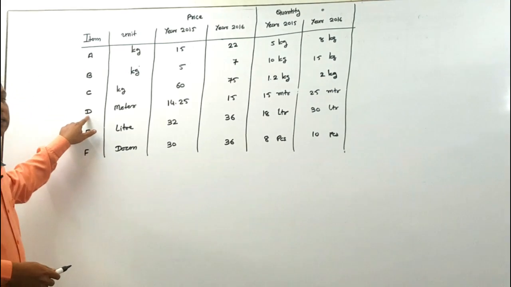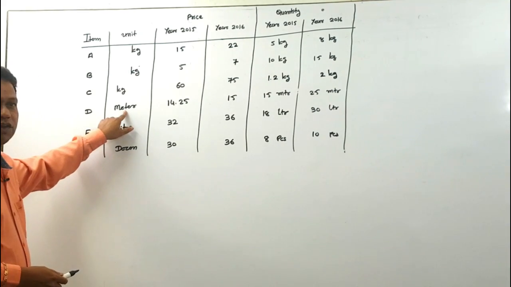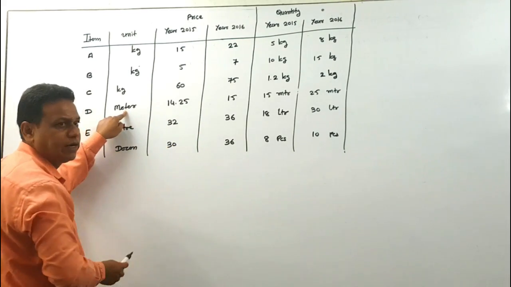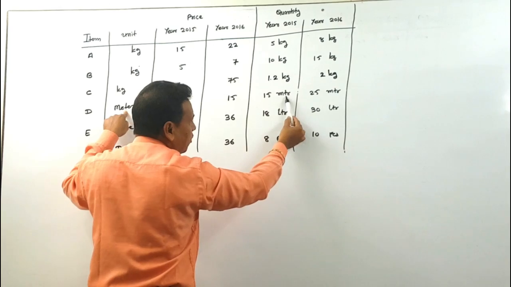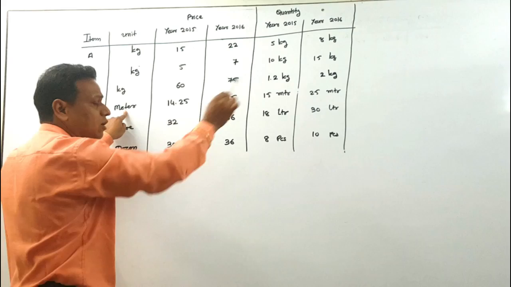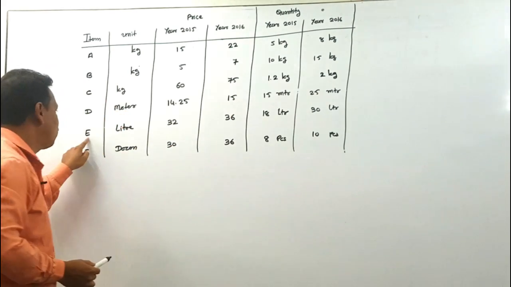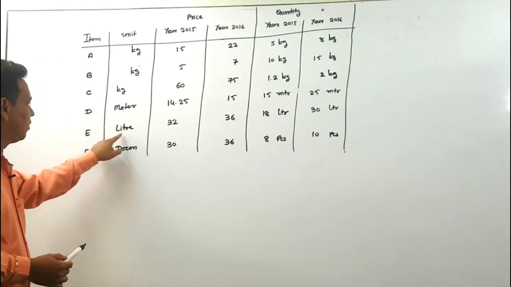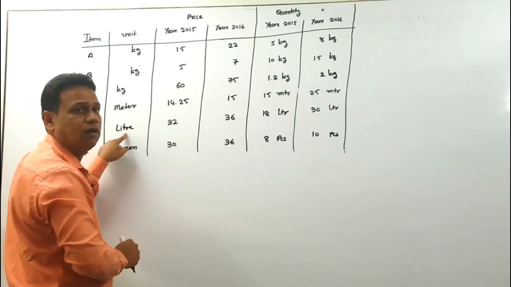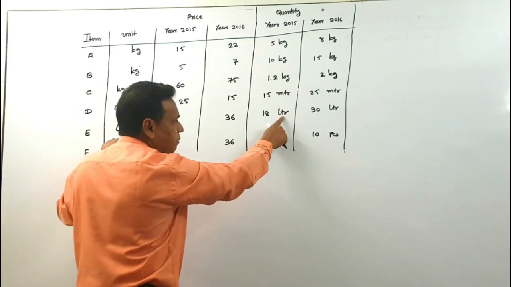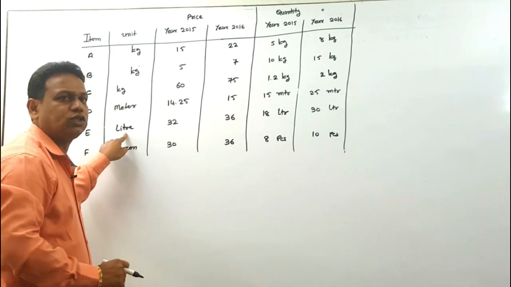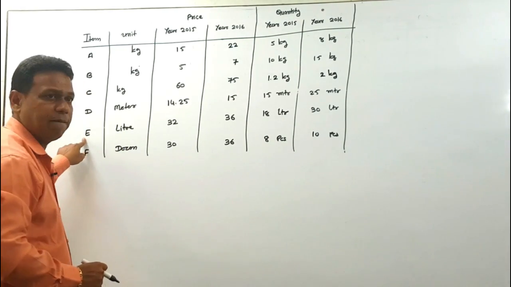Now move on to item D. The measure of unit they have given is meter, the prices are for 1 meter, and the quantity is also in the same measure of unit. So there is no need to change anything in commodity D. Now we move on to item E. The measure of unit is liter, the prices are per liter, and they have given the quantity in the same measure of unit, liter and liter. Again, there is no need to change anything in commodity E.